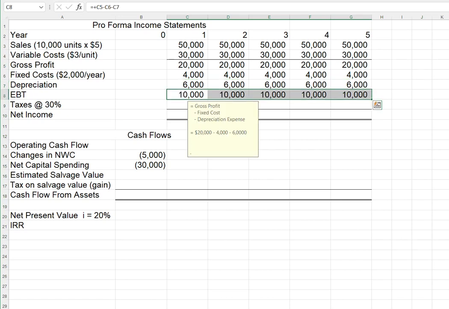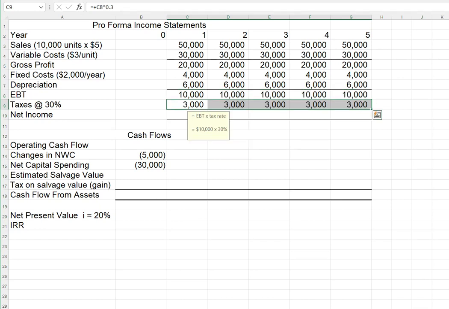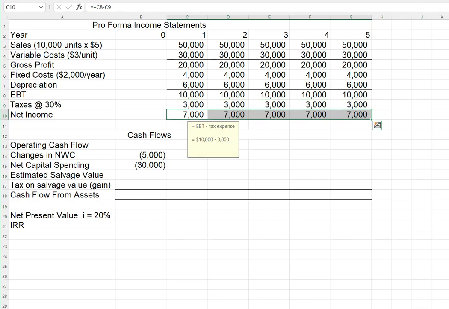That gives us earnings before taxes of $10,000. We take our gross profit of $20,000, subtract our $4,000 fixed cost, and our $6,000 depreciation expense. Our taxes then, at a 30% tax rate, will be $3,000 per year, leaving us with net income of $7,000. And that simply is our earnings before taxes of $10,000 minus our $3,000 tax expense.